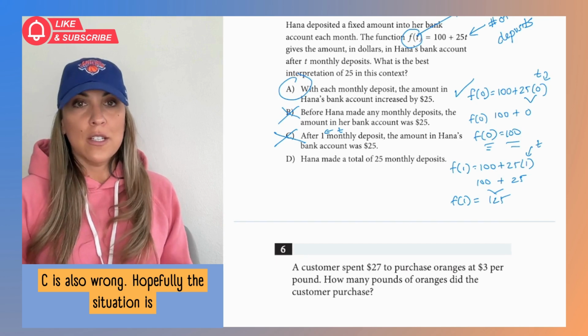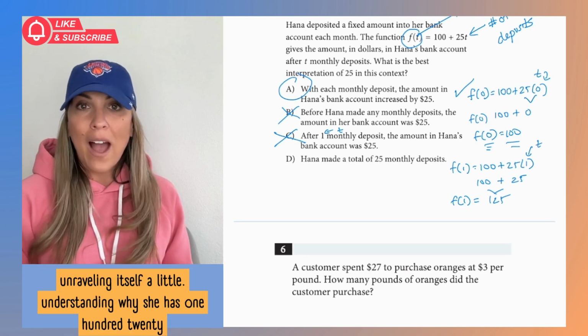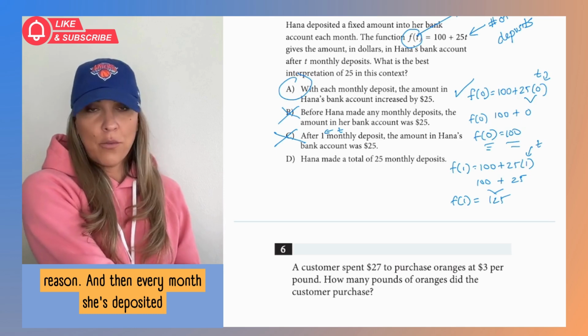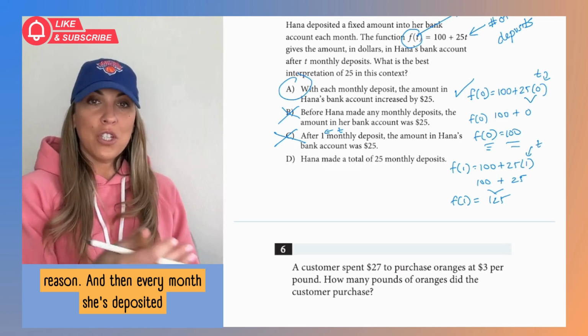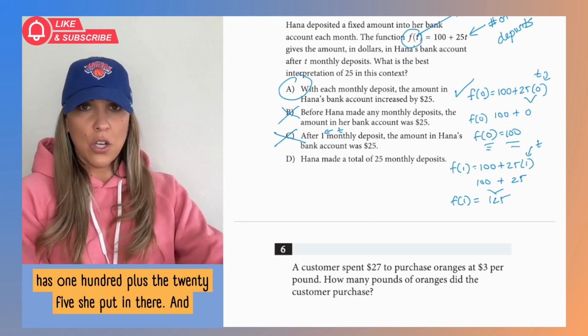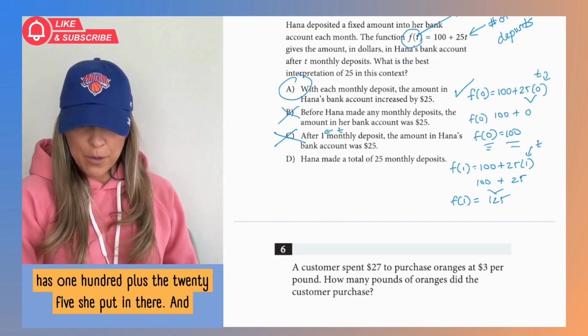Hopefully the situation is unraveling itself a little. You're understanding why she has $125 in there. She had that initial 100 for whatever reason, and then every month she's depositing 25. So after that first deposit, she has the 100 plus the 25 she put in there.